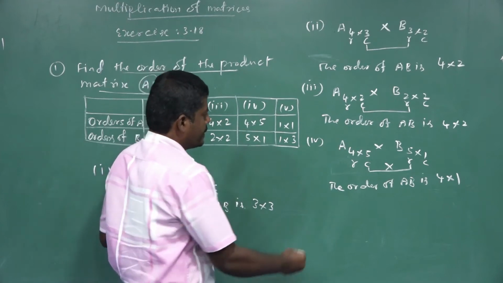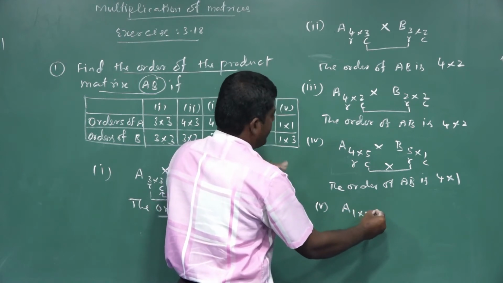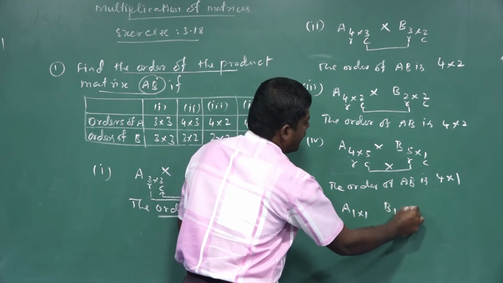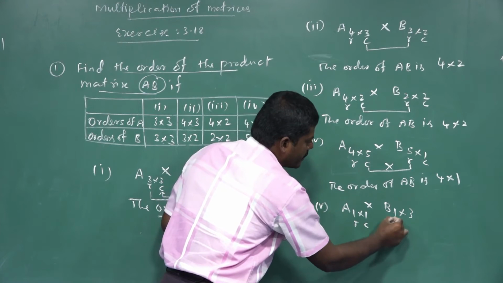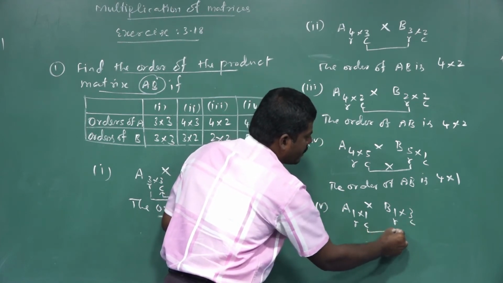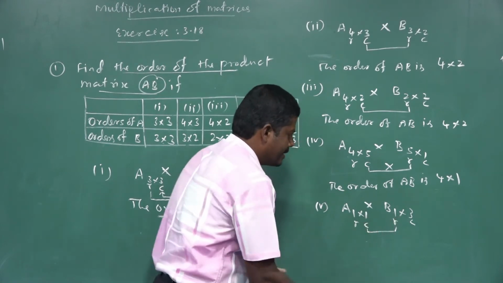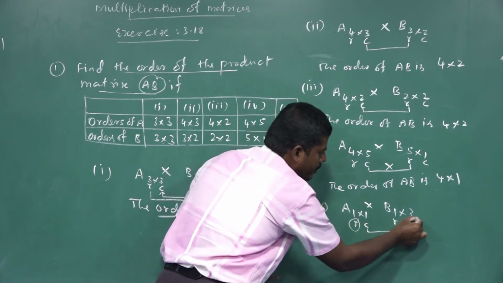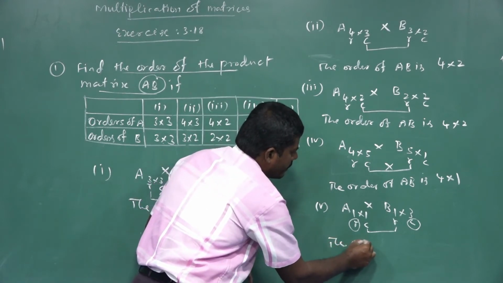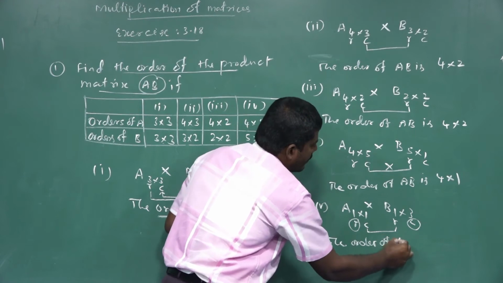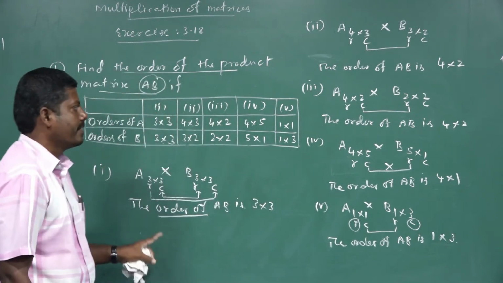Understand? Next we take fifth question. A is in the order of 1 by 1 and B is in the order of 1 by 3. We are going to multiply both the matrices. This is row, this is column. This is row, this is column. This column is equal to row. Therefore 1 is equal to 1. Therefore matrix multiplication is possible. Our result order will be 1 by 3. So the order of AB is 1 by 3. This is the answer for our first question.